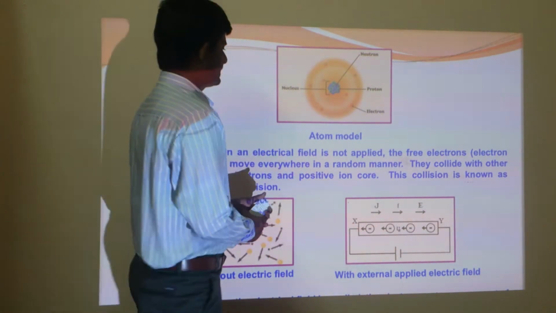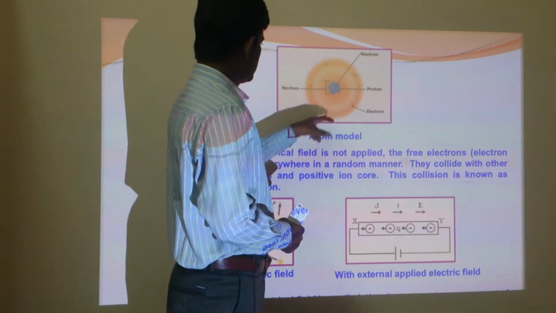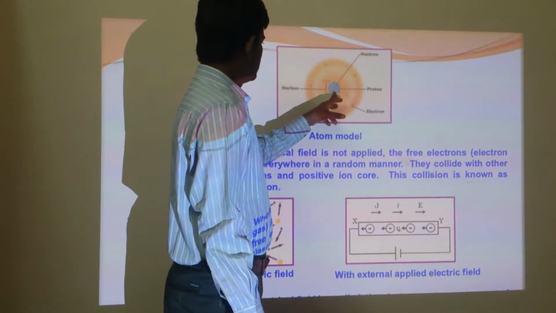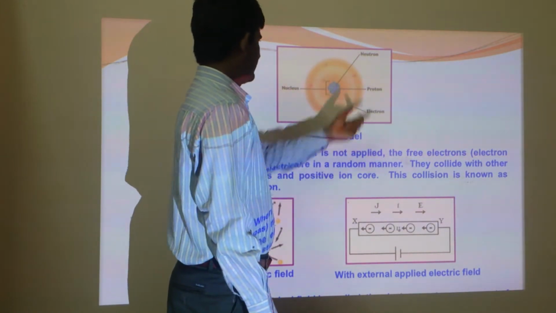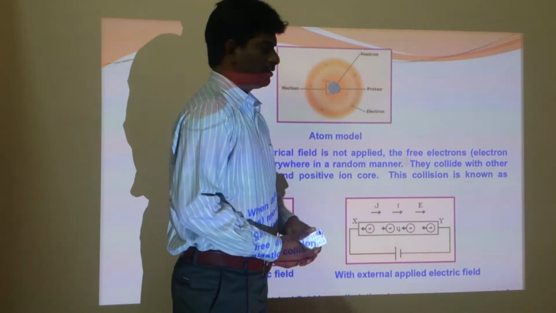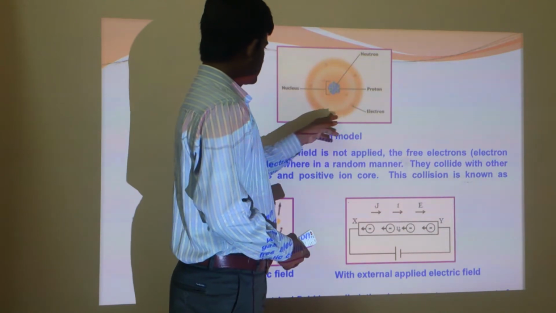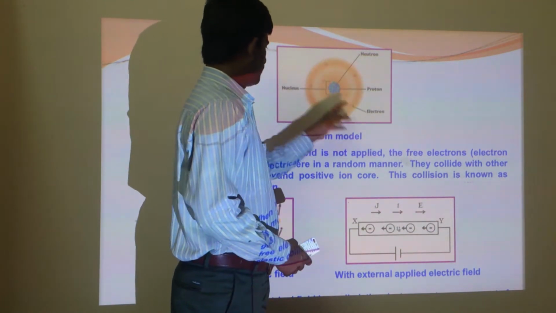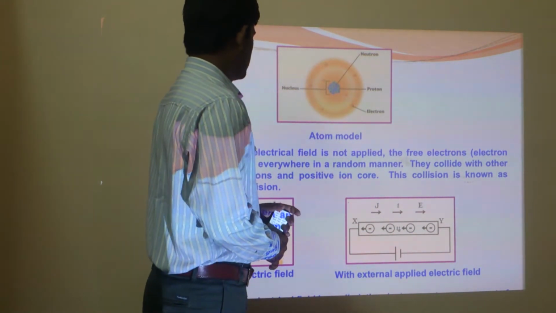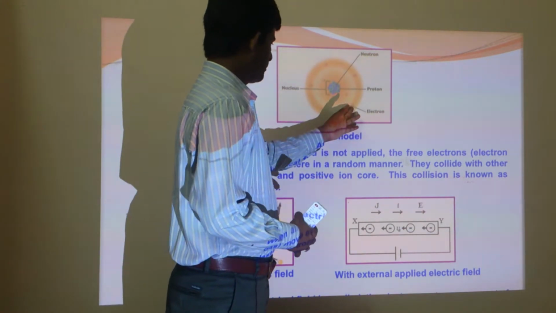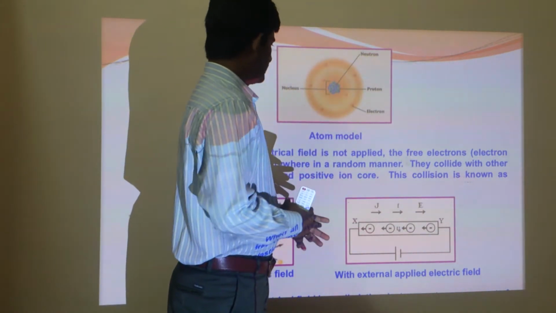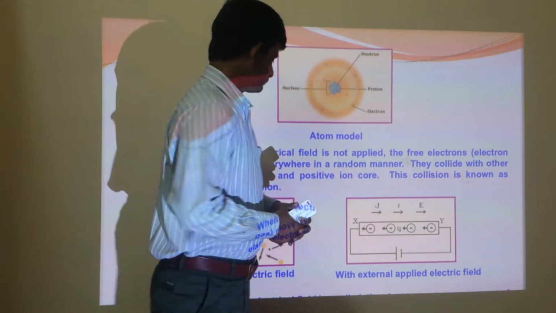So see here, there is an atom. The center one is the nucleus. Around the nucleus there are particles like neutron, proton and electron. Here, these electrons are situated at the outermost orbit of this particular atom model. Once you supply energy, these electrons may move. Because of the movement, there will be current.